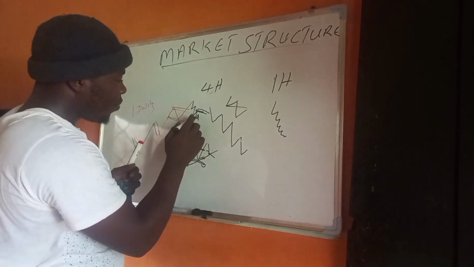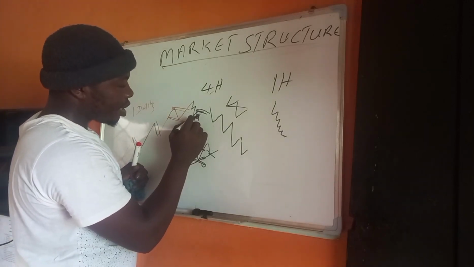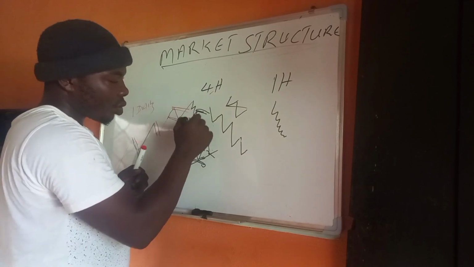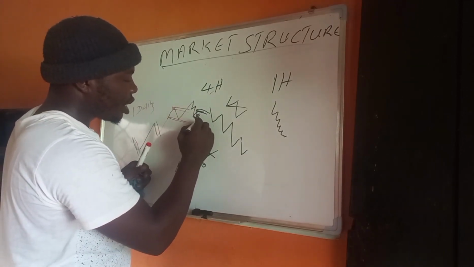Under this 1 hour time frame, this structure here is a pullback. You see this pullback here? There must be an inner structure inside that place. There must be an inner structure that is making a higher high.